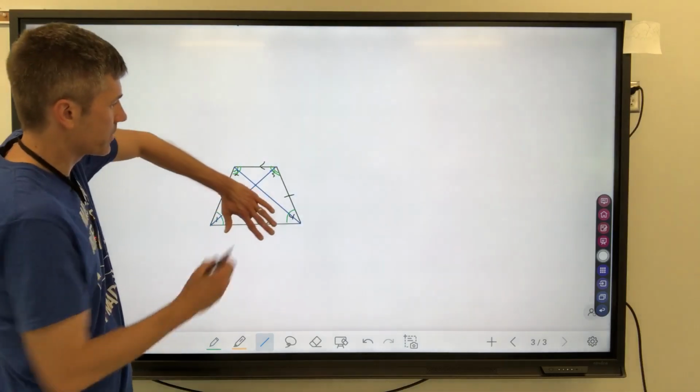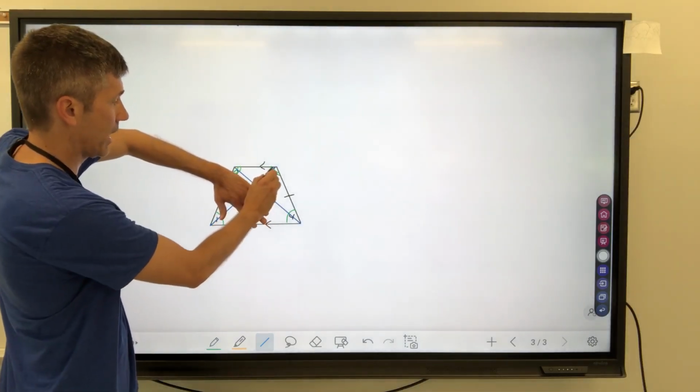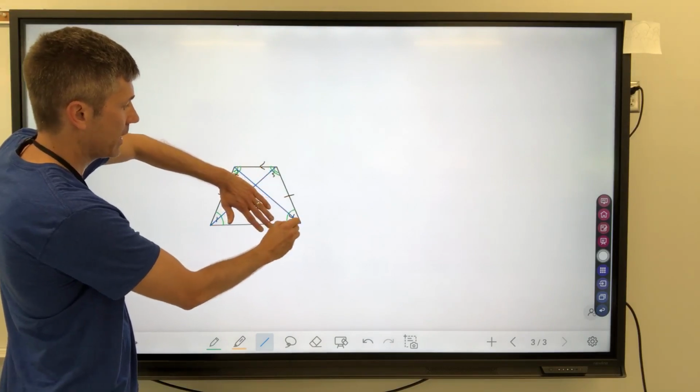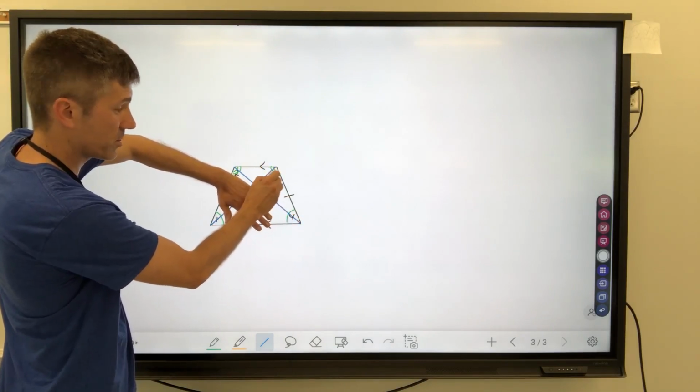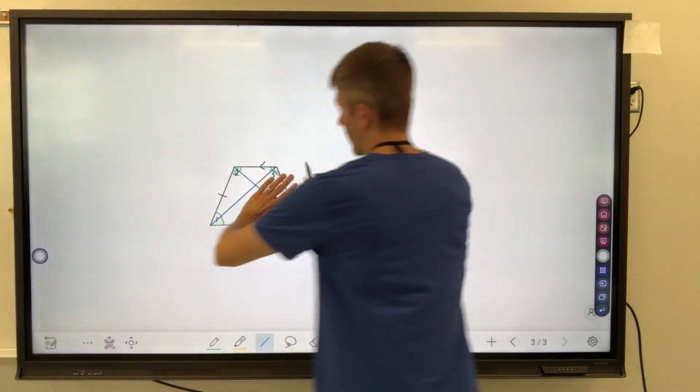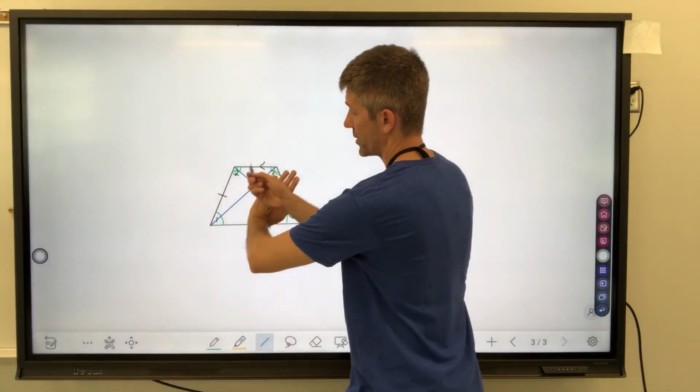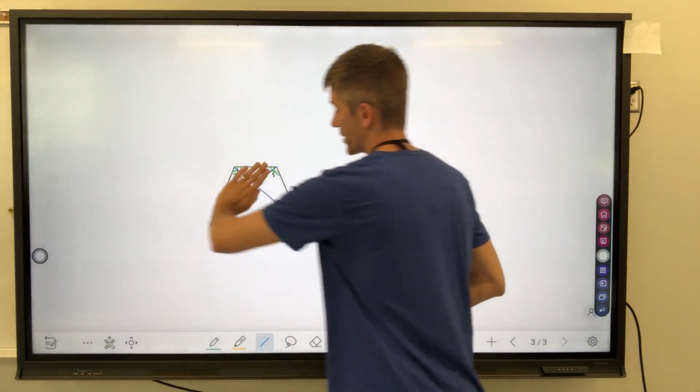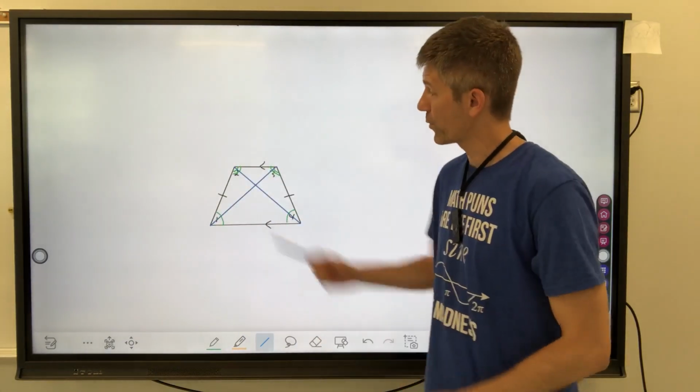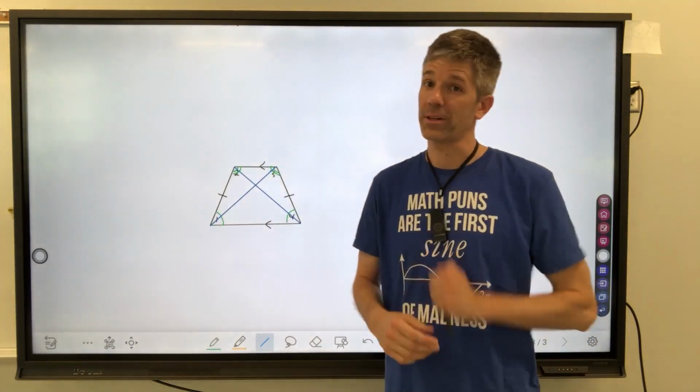So just looking at this, notice that you have a side, and then the angle in between them has the two swooshes. Well, then I come over here and I have the same side, a congruent side, and then the two swooshes. So therefore, this triangle equals that triangle. It's congruent to it. And therefore, these two diagonals must be congruent to each other.